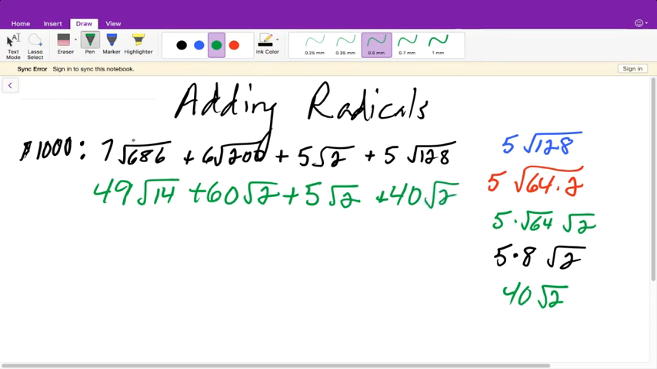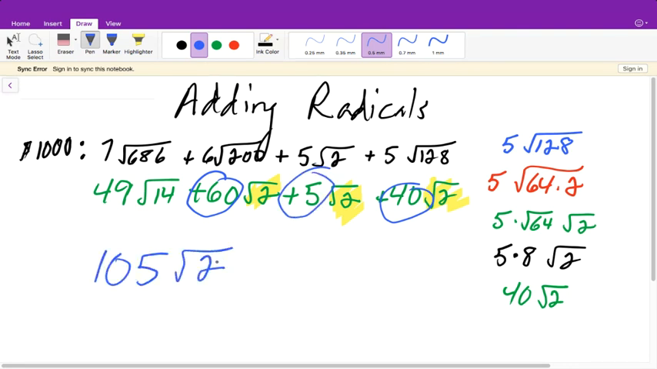All right, now we look and see, are any of these like radicals? All of these have the square root of 2, so we will add all of these together. Well, 60 plus 40 gives me 100, plus 5 gives me 105, so it's 105 times the square root of 2. And this is its own radical, so it just remains 49 times the square root of 14.